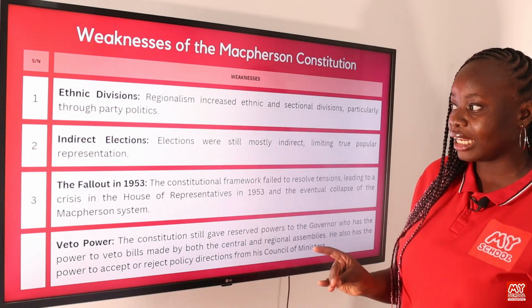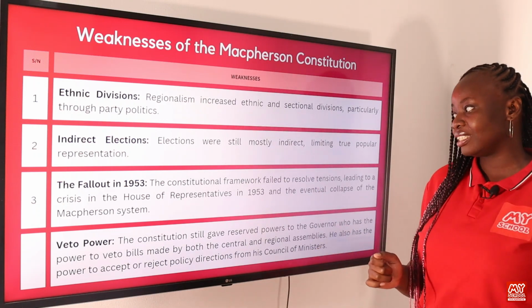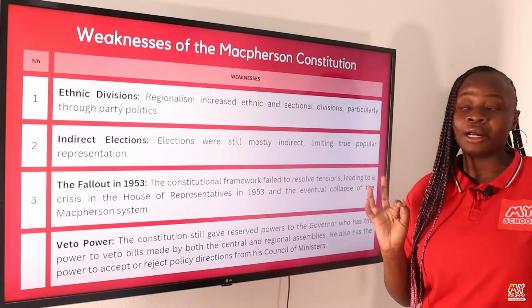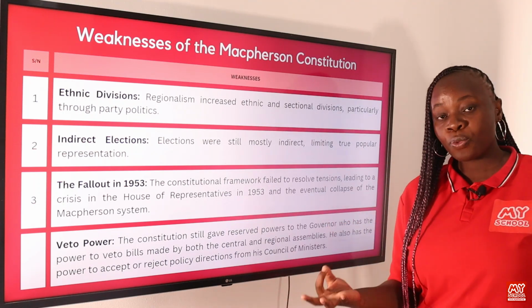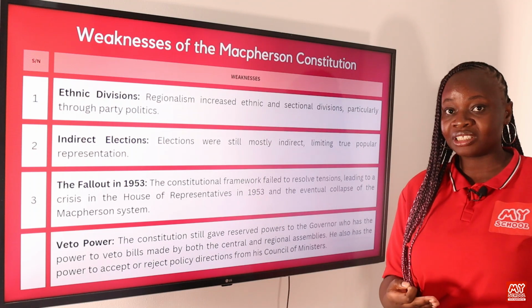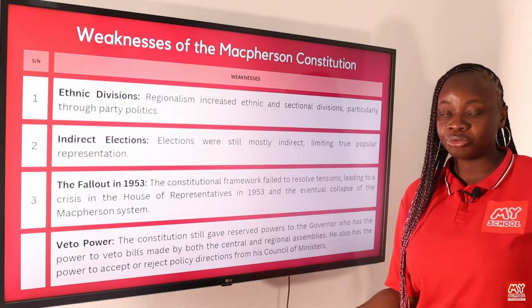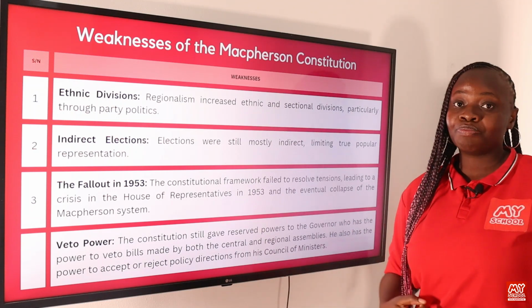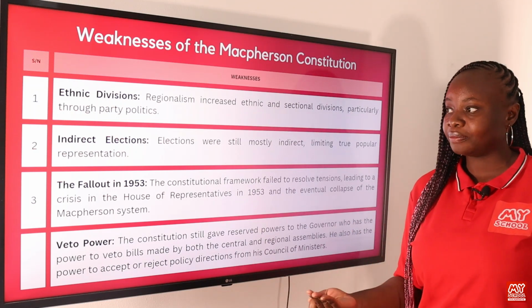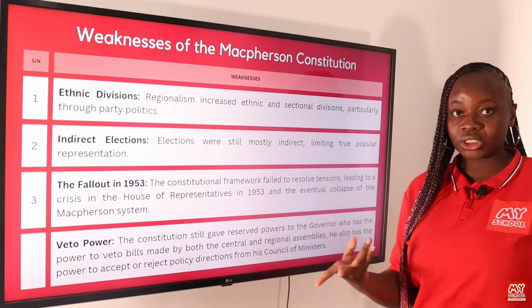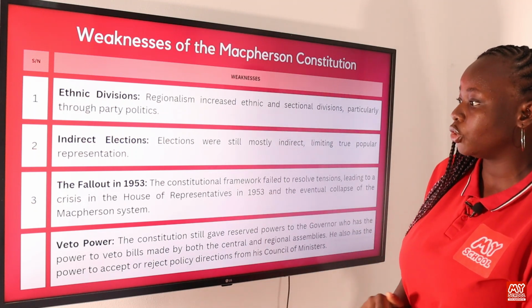Then there were indirect elections. Elections were still mostly indirect, which limited true popular representation. So people who were elected into the central representation were chosen through the electoral college, the regional assemblies in each of these regions. They were not able to elect these members of the central assembly directly. So indirect election was a weakness of the Macpherson Constitution.